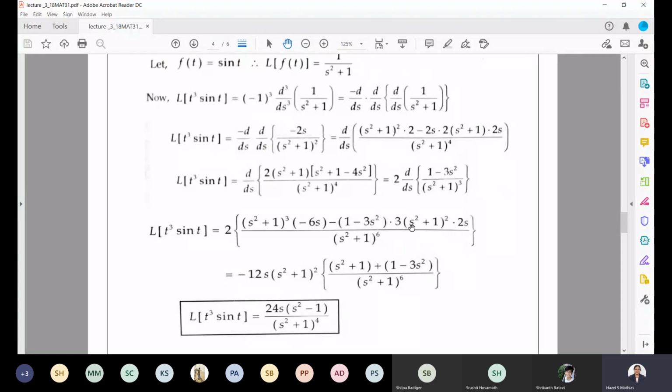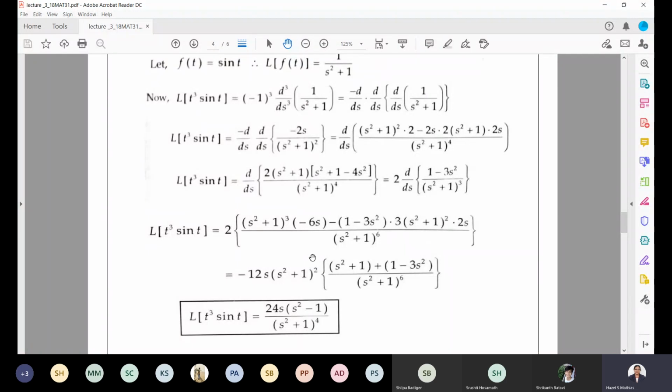So it will be 3 into s square plus 1 whole square. It is like x power n. Differentiation of x power n is n into x power n minus 1. So it is 3 into s square plus 1 power 3 minus 1, which is 2. Then differentiation of s square plus 1. What is the differentiation of s square plus 1? It is 2s.